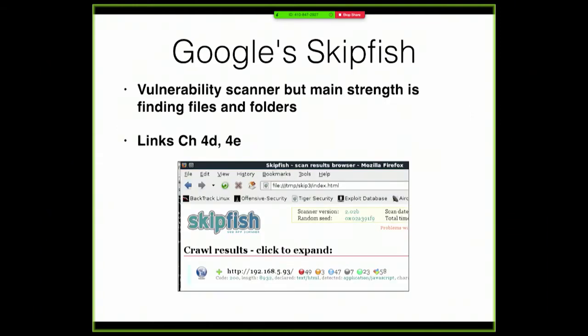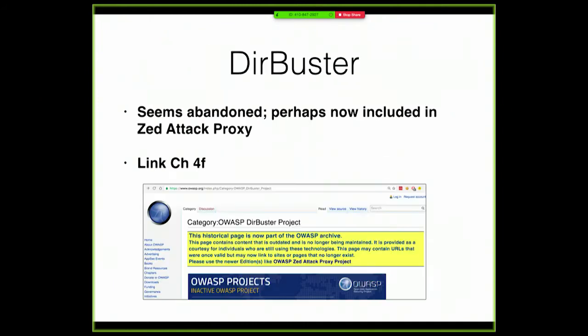Skipfish is the one I like. Google advertised this as a vulnerability scanner, and I think some people said it wasn't that good at finding vulnerabilities, but what it really is good at is finding content, because it's obviously based on Google's Spider that they use to index the internet. So this thing really tries a nice list and finds all kinds of things. It's free, a little bit flaky, but it runs all right on Kali. I've used it. Kind of nice. I think it's an alternative to that paid Burp tool.